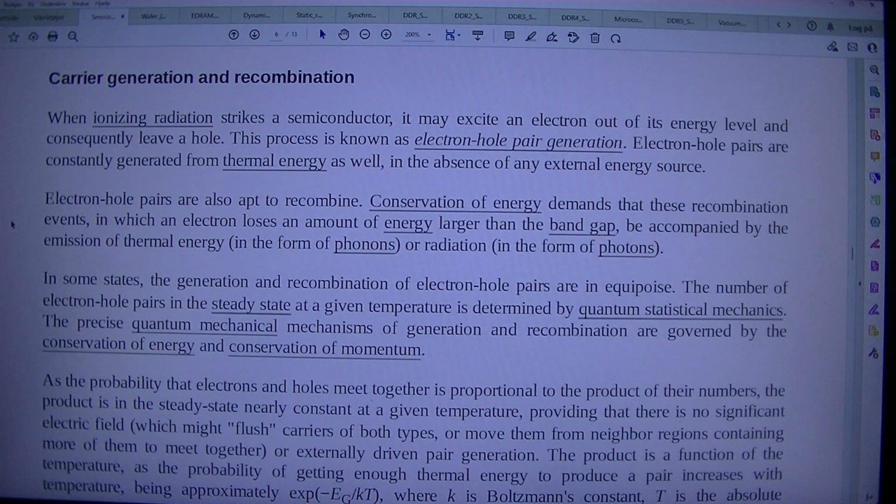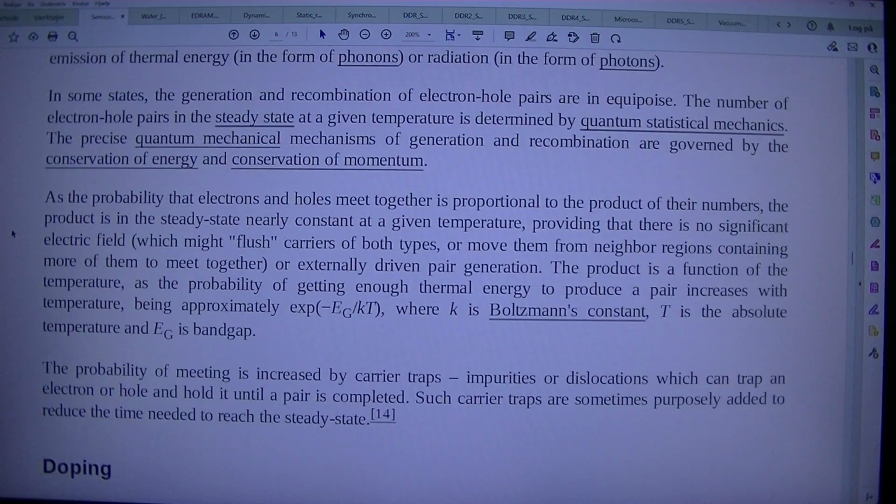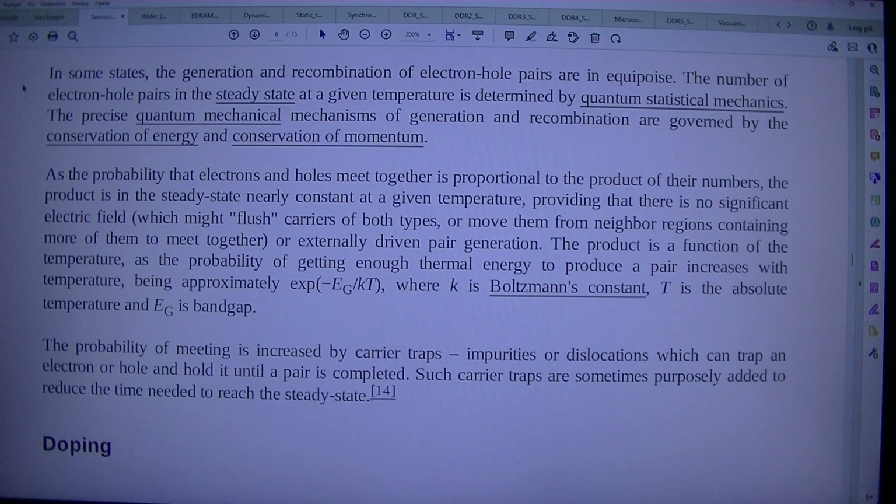Conservation of energy demands that these recombination events, in which an electron loses an amount of energy larger than the band gap, be accompanied by the emission of thermal energy, in the form of phonons, or radiation, in the form of photons. In some states, the generation and recombination of electron-hole pairs are in equipoise. The number of electron-hole pairs in the steady state at a given temperature is determined by quantum statistical mechanics. The precise quantum mechanical mechanisms of generation and recombination are governed by the conservation of energy and conservation of momentum.